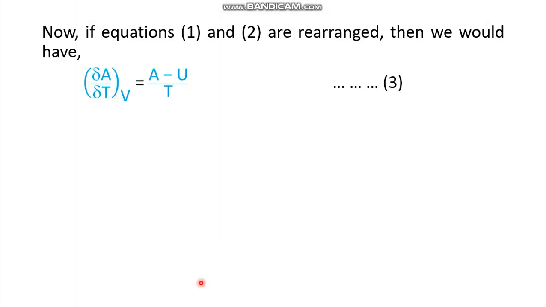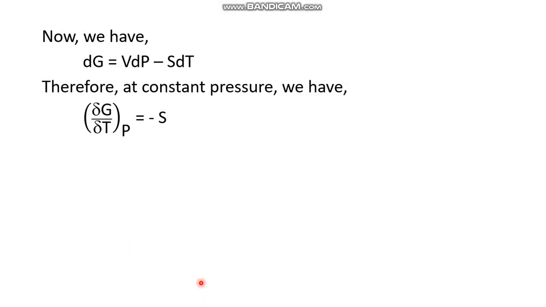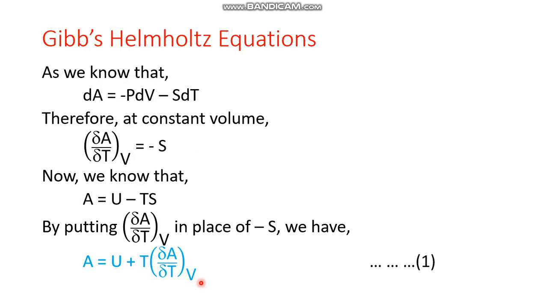Equations 1 and 2 can be rearranged. So let's go back to equation 1. If this is equation 1, then U can be taken to the left hand side, so you will get A minus U, and this T, when it goes to the left hand side, will go to the denominator, so you will get the result A minus U over T. So del A del T at V is nothing but equal to A minus U by T.